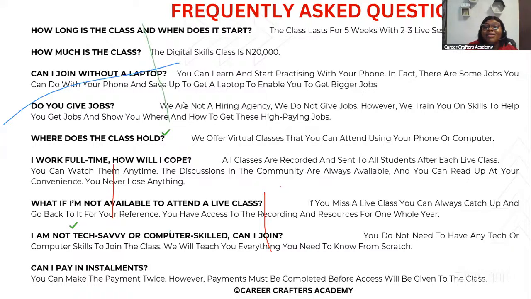Yes, you can learn and start practicing with your phone. In fact, there are jobs you can do with your phone while you save up to get a laptop to enable you to get bigger jobs. So if you have a good smartphone, you can start, okay?